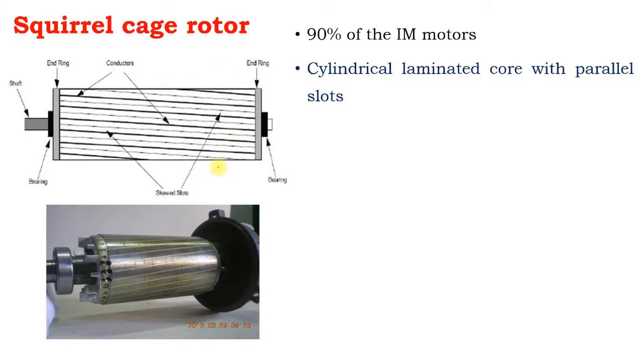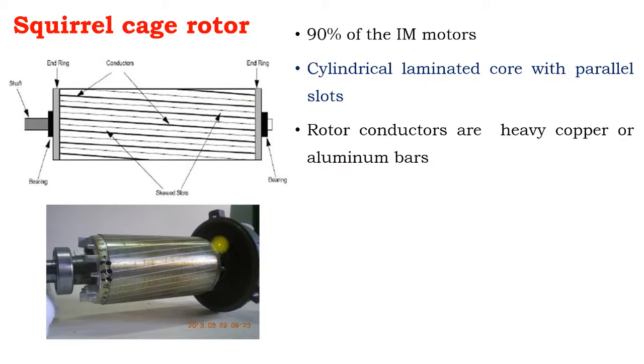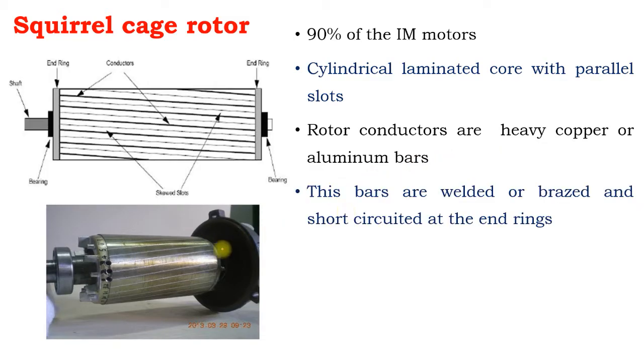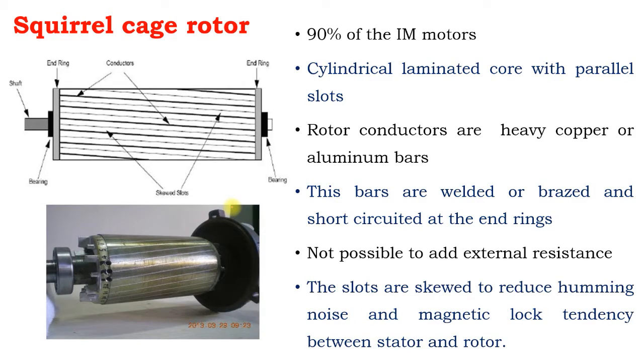90% of induction motors are squirrel cage rotor types only. It has a cylindrical laminated core with parallel slots. These slots carry heavy copper bars or aluminum bars. It's not carrying any winding; instead, it carries copper or aluminum bars. And these bars are welded to the end rings. Due to the welding of the end rings, it is not possible to add any external resistance. Hence, the starting torque of this motor is less compared to the slip ring induction motor.